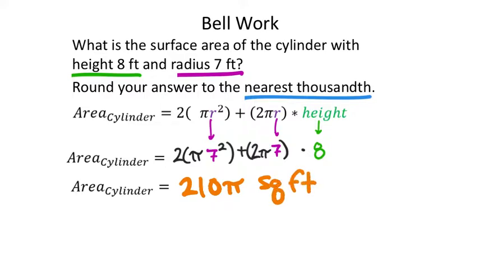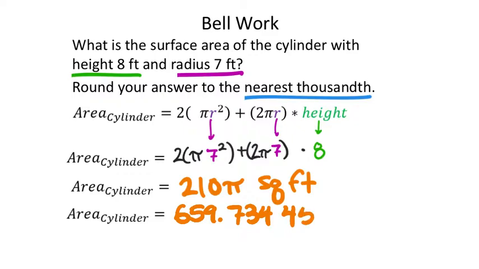I'm just going to push the double arrow button immediately above the enter button, and this will change it into a decimal for me. This will give me a new area for this cylinder. It's the same area, it's just shown in a different format. Decimal format, 659.7344573.